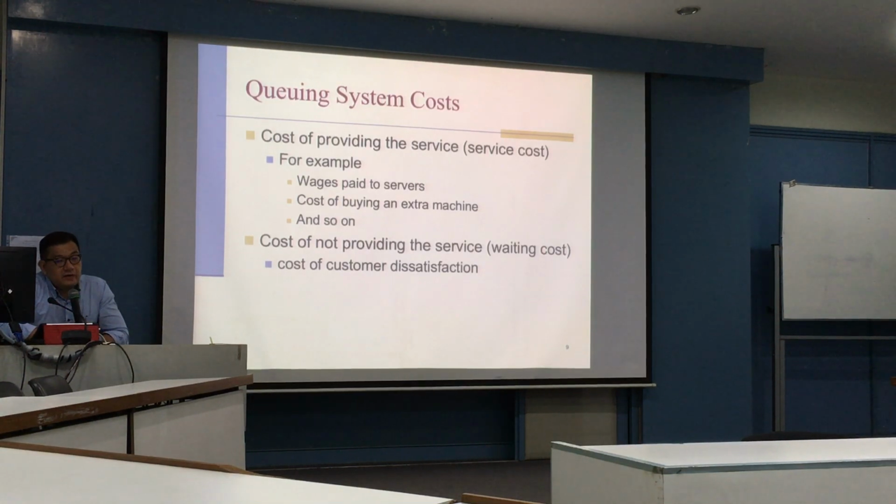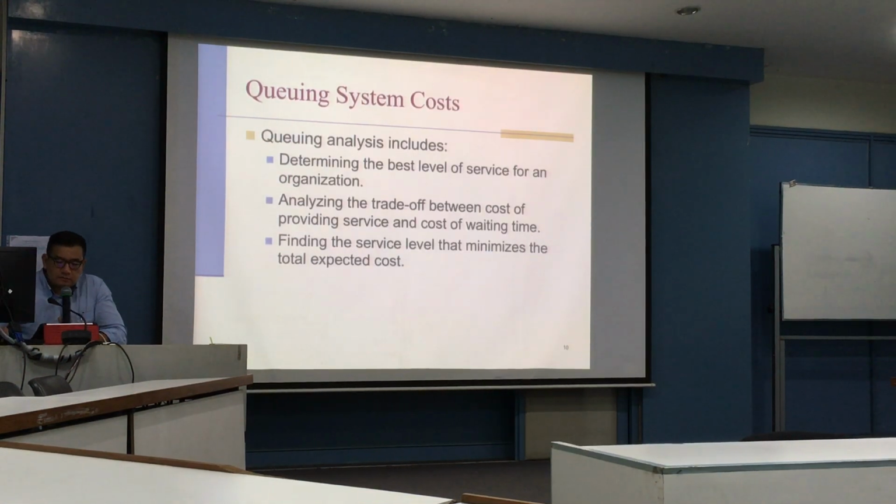So we need to combine both of these costs, service cost and waiting cost, and then you have the total cost, okay? So the best level of service should be the level that provides the lowest total cost. So actually it seems that you need to trade off between waiting cost and service cost. Because let's think in terms of things like the cashier counter in the supermarket.